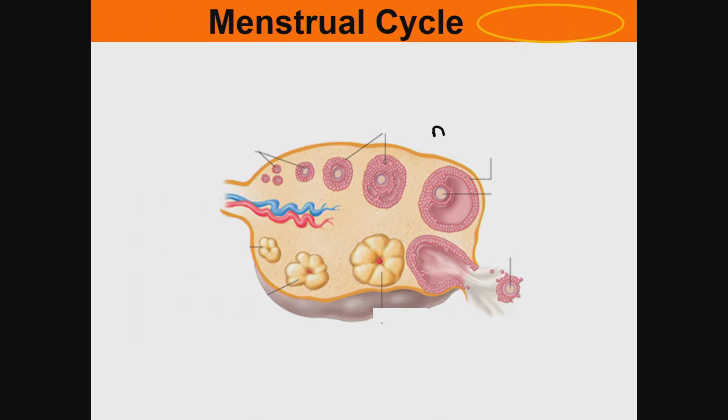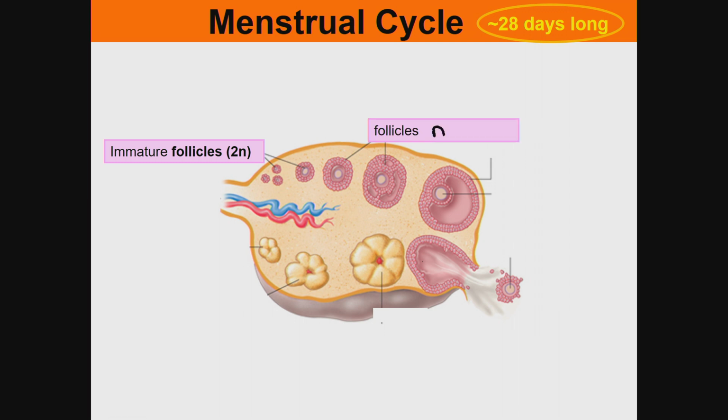This is a cross-section of an ovary. The menstrual cycle lasts about 28 days. We can see the smallest cells here, those are follicles, and they're immature. They have not undergone meiosis or finished meiosis yet, so they are still 2N. The follicles later on, the cell inside them has divided once, meiosis 1, to become 1N. So we're talking about the egg or ovum.